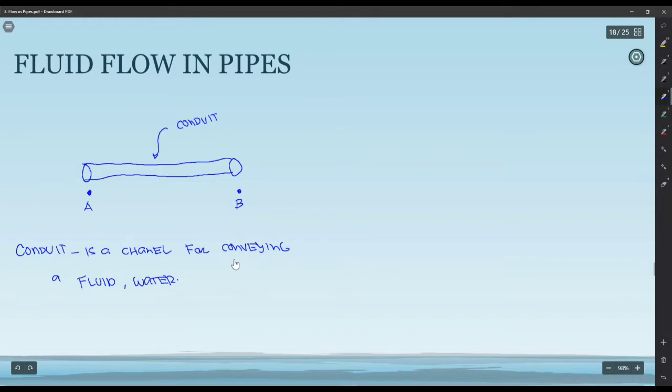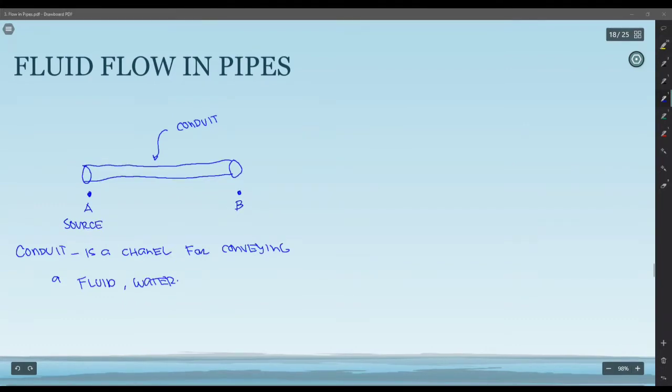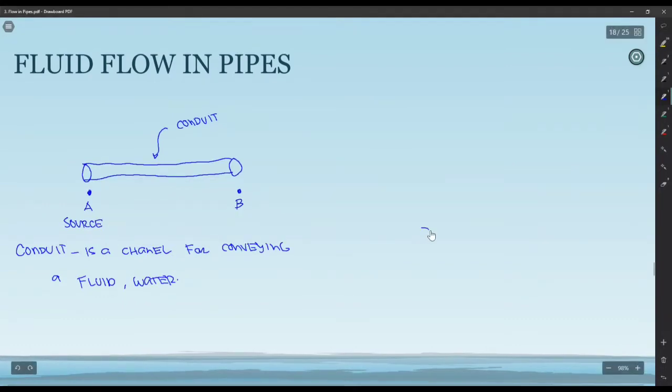Isang magandang example dito is kapag nagdi-design tayo ng water distribution system. Okay, so ang point A natin is yung tinatawag natin na source, or dito nagsisimula yung tubig, and then yung point B, so that will be the point of discharge.